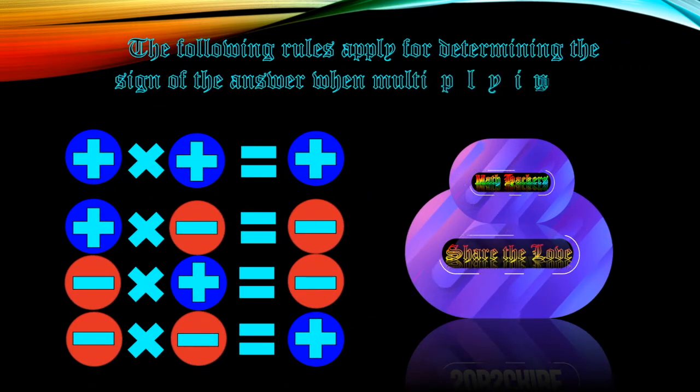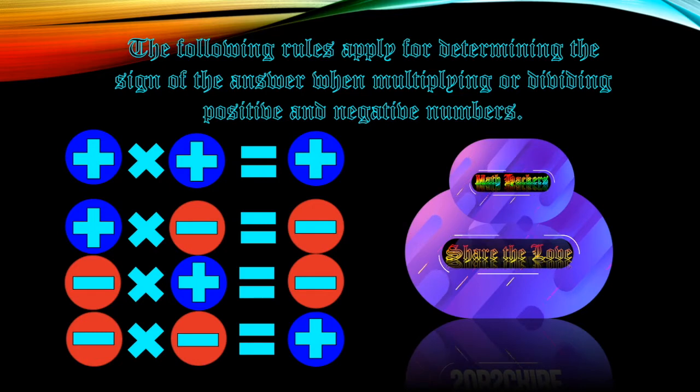The following rules apply for determining the sign of the answer when multiplying or dividing positive and negative numbers. A positive number times another positive number will equal a positive result. Similarly, negative times negative will be a positive result. But when the signs are different, as in negative times positive or positive times negative, it will be a negative result.